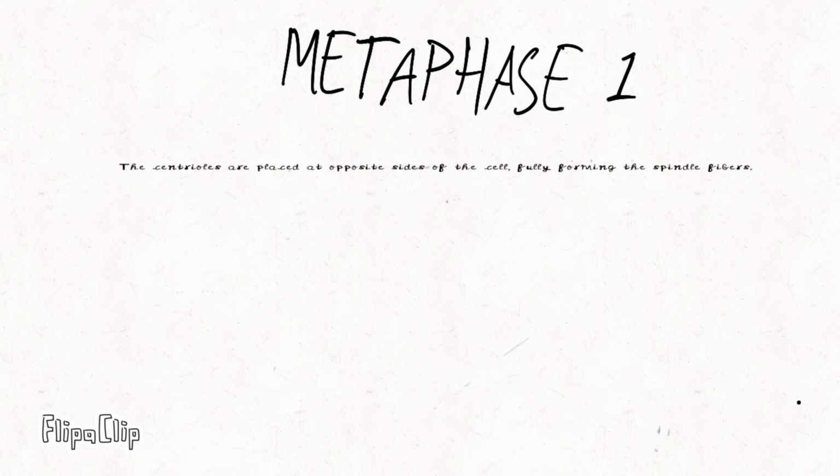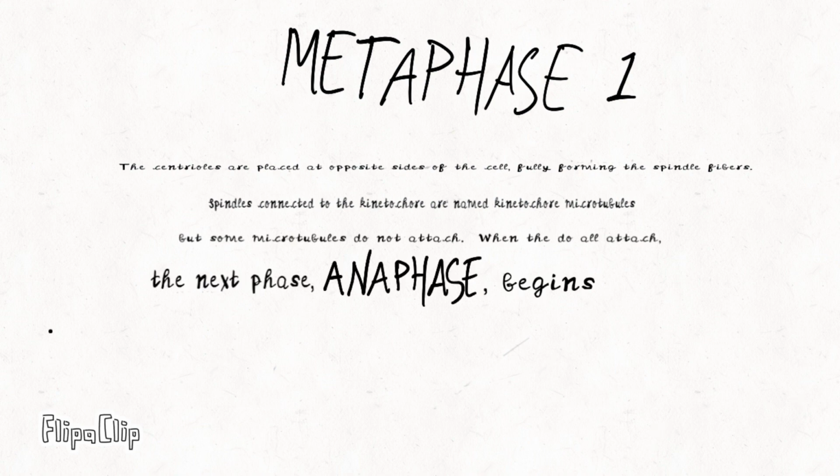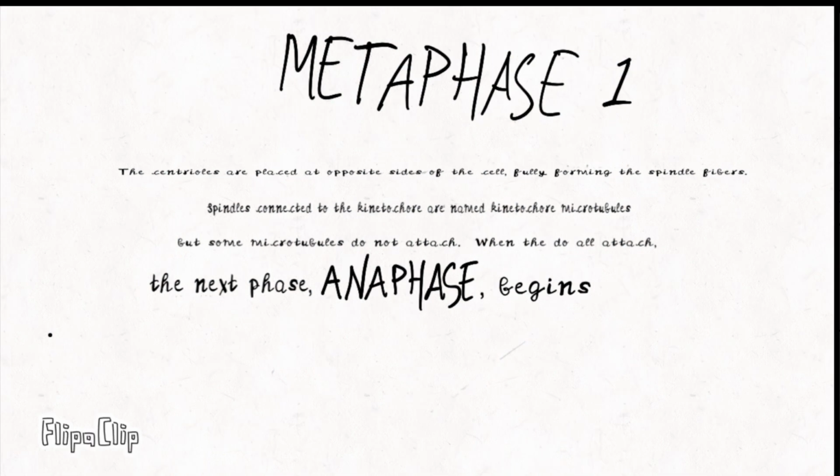Spindle fibers attach to the centromere of the chromosome in the region, the kinetochore. The centrioles are placed at opposite sides of the cell, fully forming in the spindle fibers. Spindles connected to the kinetochore are named kinetochore microtubules, but some microtubules do not attach. The next phase, anaphase, begins after.